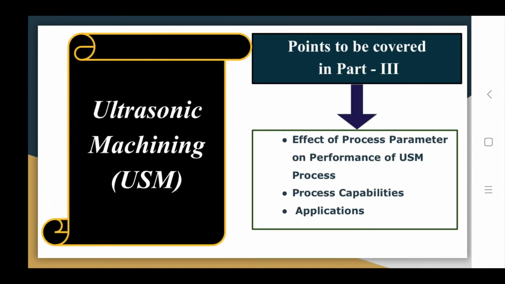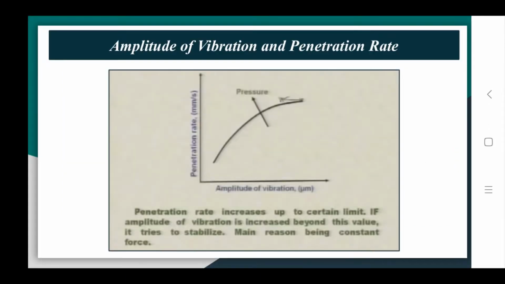Today in this part 3, we will discuss the effects of process parameters on the performance of the ultrasonic machining process. Then we'll discuss the process capabilities of this process, and at last we will cover the applications of this ultrasonic machining process. So let us start with the first point, that is the effect of amplitude of vibration and penetration rate.